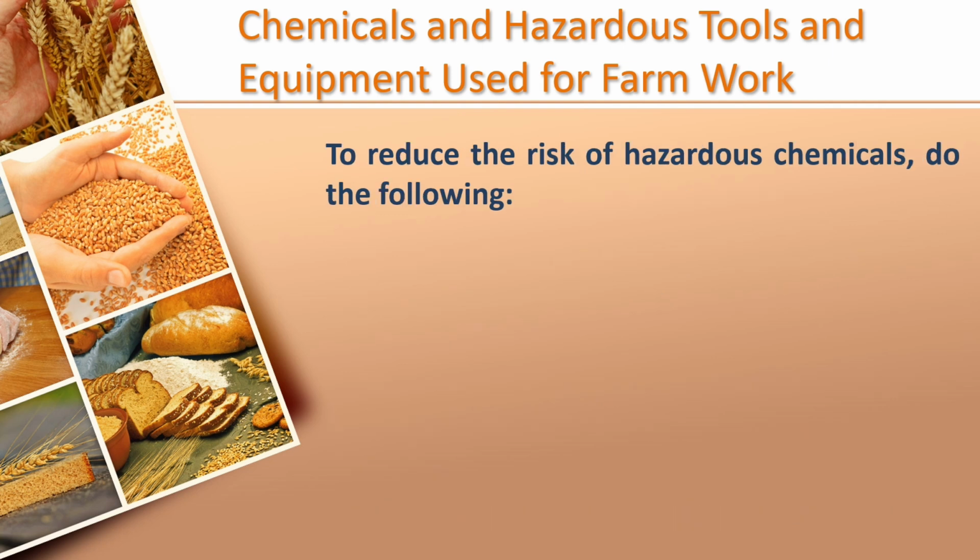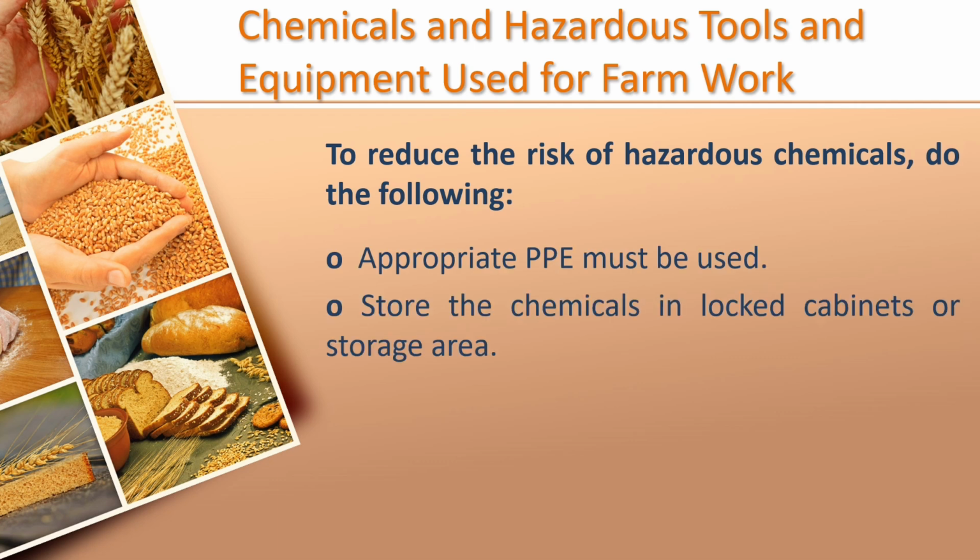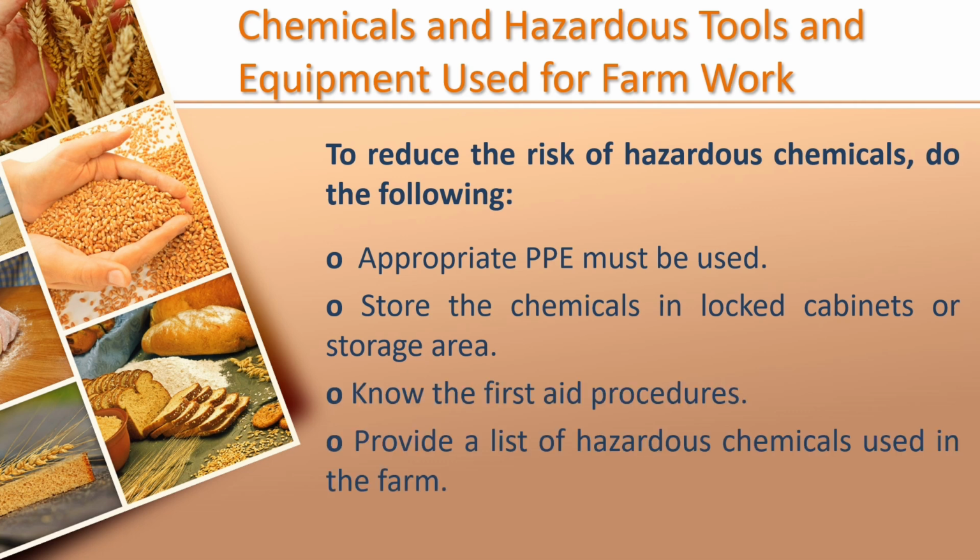To reduce the risk of hazardous chemicals, do the following. Appropriate PPE must be used. Store the chemicals in locked cabinets or storage areas. Know the first aid procedures. Provide a list of hazardous chemicals used in the farm.